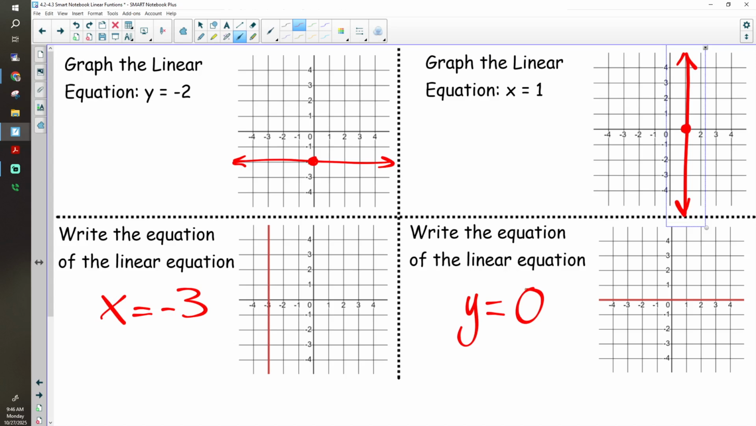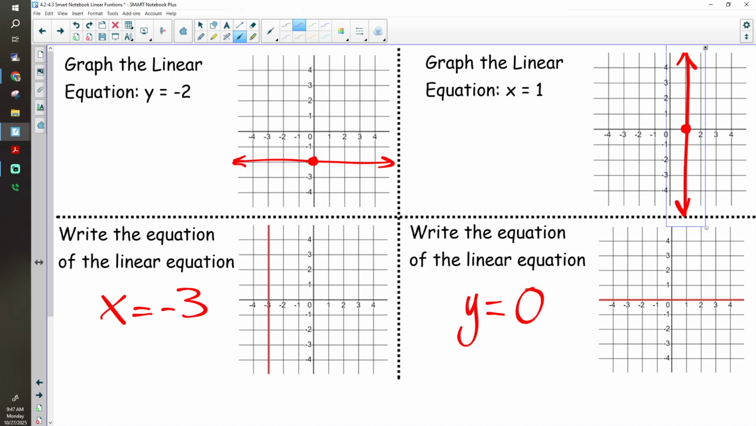You don't need Desmos. You don't really need to do math. You just need to know x equals goes up and down. Y equals goes left to right, flat. I know that was a lot of notes, but those are our notes for the week. Okay? Those are our notes for the week.